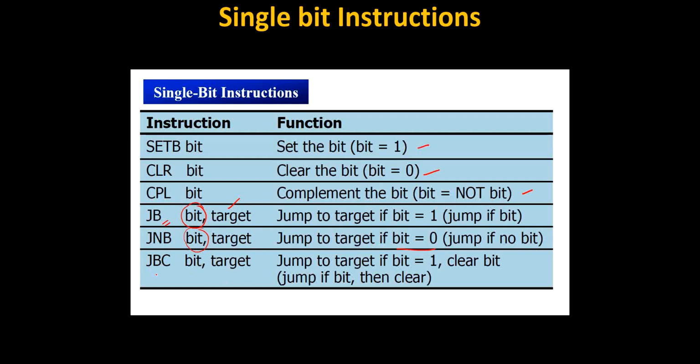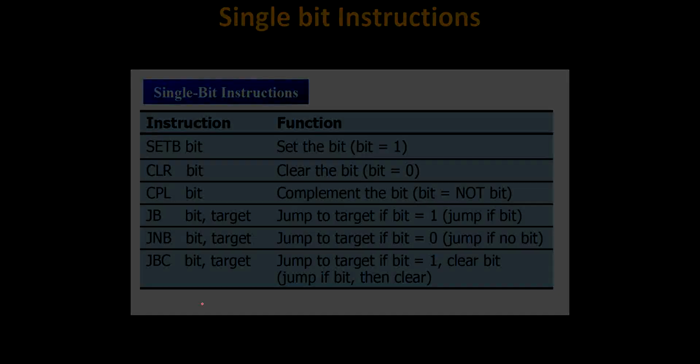And next we see JBC, jump to the target if the bit is equal to 1. First check whether the bit is equal to 1, and after that clear that bit. Jump if bit is set, then clear. That is the meaning. So these instructions we should remember to operate with the bit addressable area.